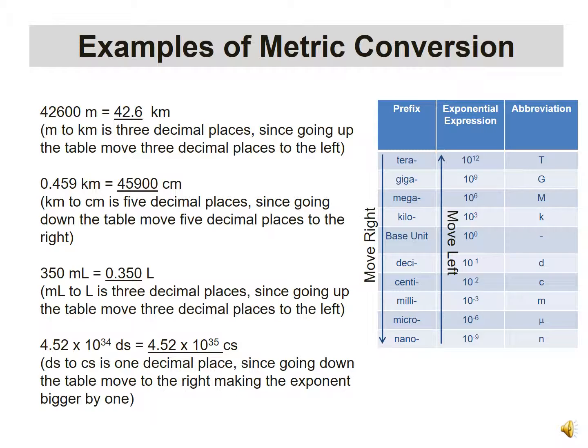And the very bottom one, huge numbers. This is where you're not thinking so much about drawing it out. Very, very big numbers down here. If I want to go from deciseconds to centiseconds, deciseconds is 10 to the minus 1, centi is 10 to the minus 2. I'm moving down the table. The difference between minus 2 and minus 1 is 1 unit, so I'm going to move 1 unit to the right, which means my number is going to be getting bigger, and my 34 becomes a 35.